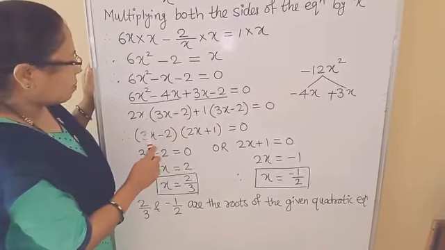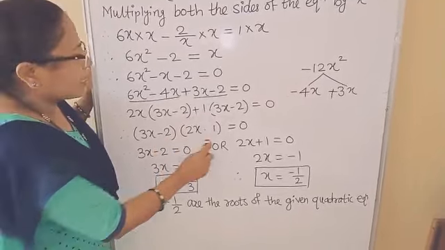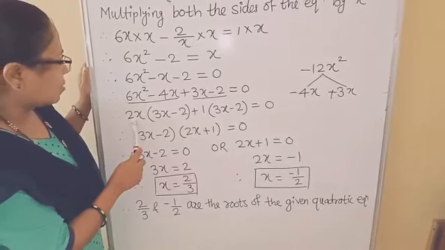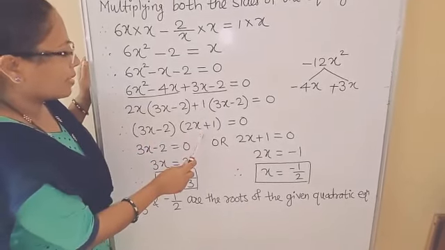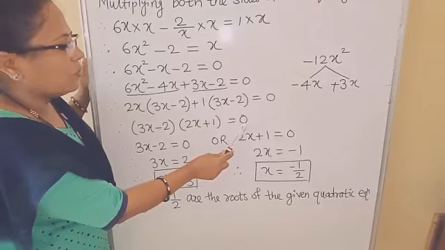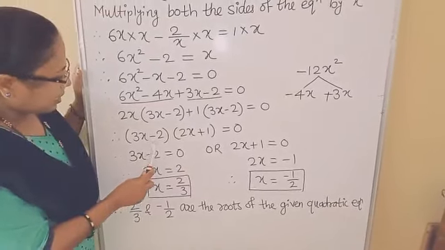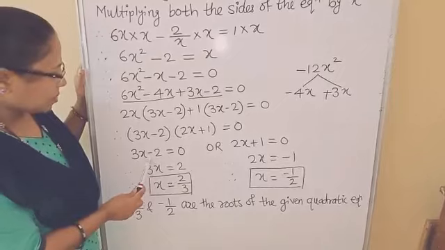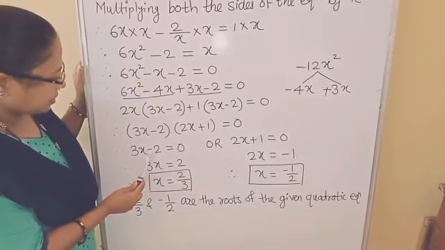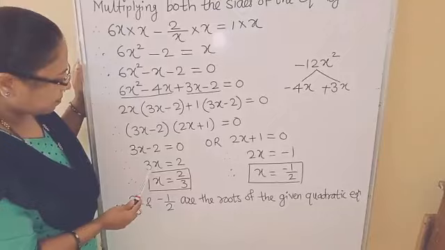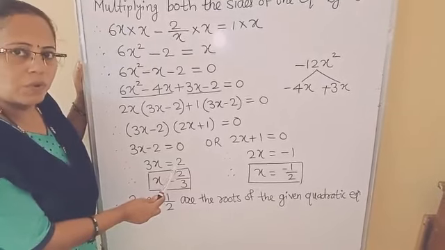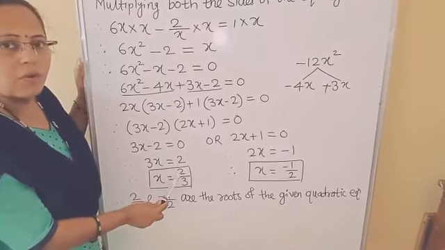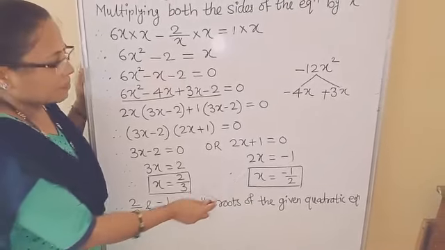Okay. Now from this expression we will get 3x minus 2 as a common factor, and the other factor is 2x plus 1 equal to 0. So either 3x minus 2 equal to 0 or 2x plus 1 equal to 0. So we will solve these two linear equations. First here we will take 2 on the right hand side. So we will get 3x equal to 2. Therefore x is equal to 2 upon 3.